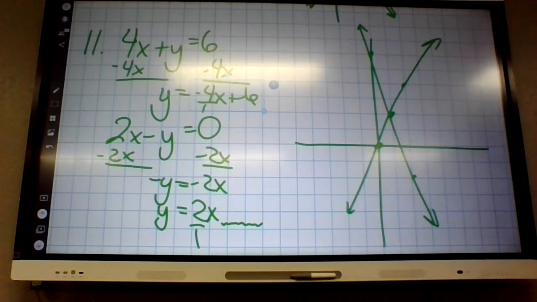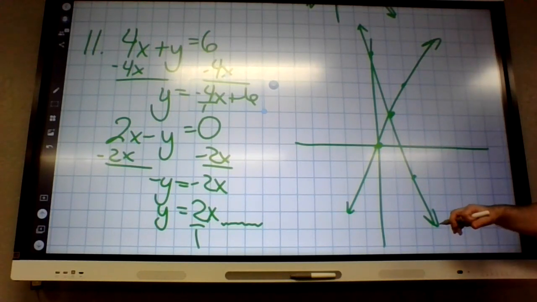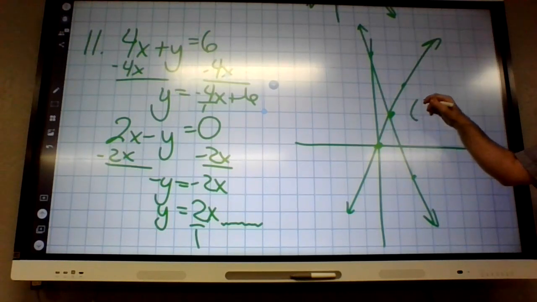It's kind of important to draw straight lines on this one because where they meet is the answer. So if your lines are getting crazy. Okay, and what's the common solution? 1, 2.